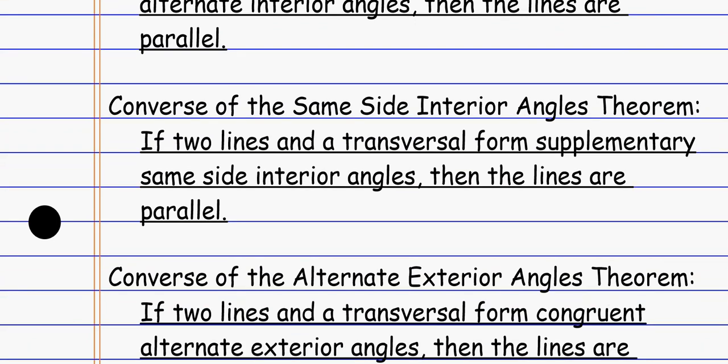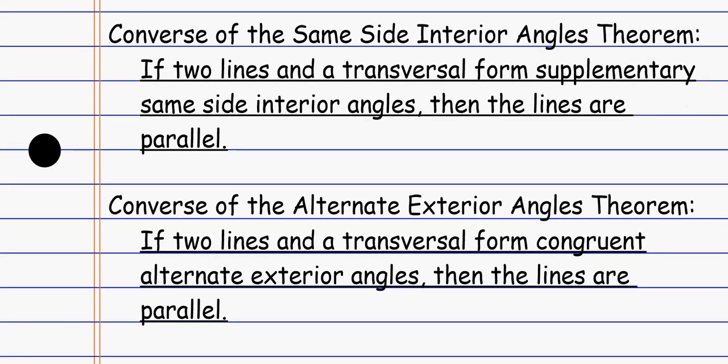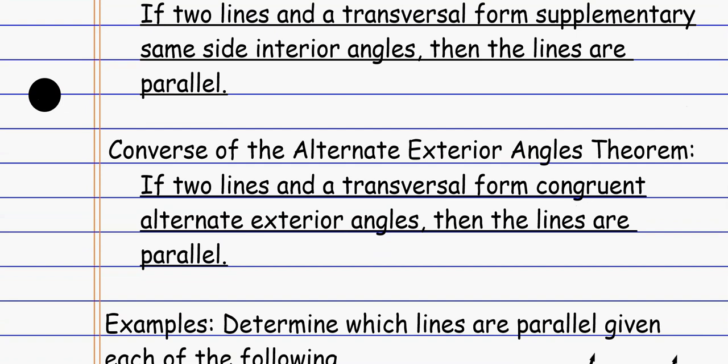Same side interior. Again, if we had parallel lines, we know the same side interior angles are supplementary. So doing that backwards, we have to have the situation where two lines are cut by a transversal, and then if same side interior angles are supplementary, then we know the lines are parallel, okay? So it's all the same stuff, but instead of saying, hey, if lines are parallel, I have this, I say if I have this in this situation, then I know the lines are parallel. So same thing, but reversed.